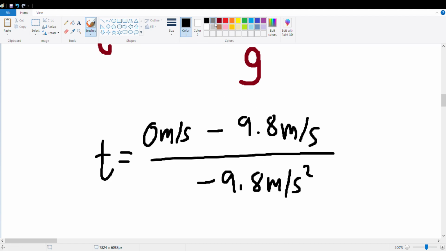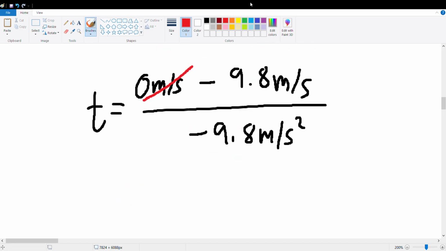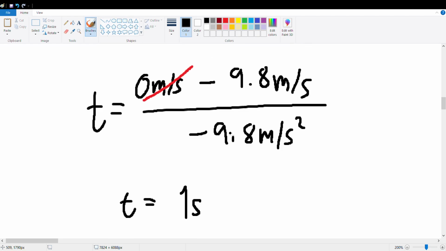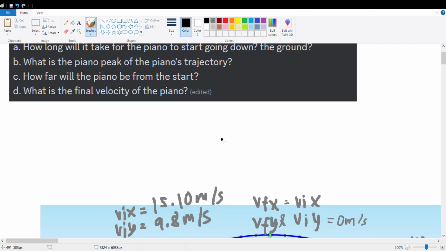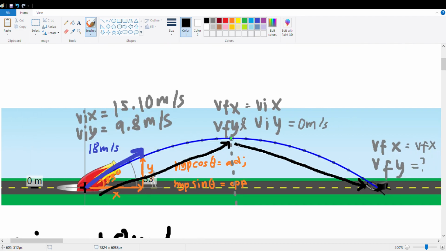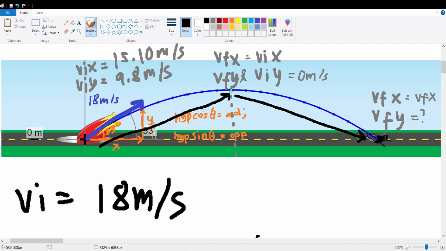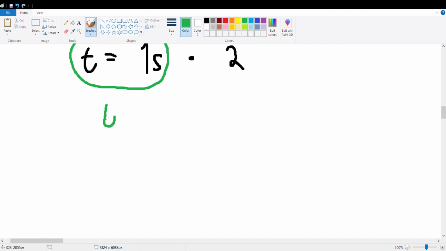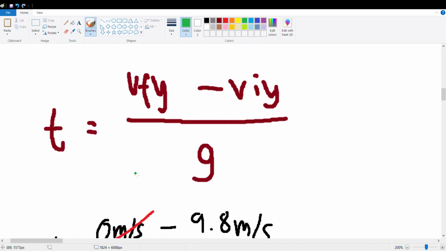And wow, this is very convenient actually that we have 9.8. I swear it was a random number I just input, but that is basically equal to exactly 1 second. And if we're trying to find the time it took to go up and down, all we have to do is multiply it by 2. So basically half time is 1 second, and then total time is 2 seconds. So there we go, we already answered number 1.